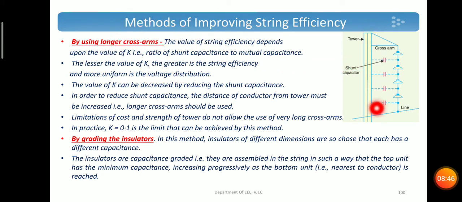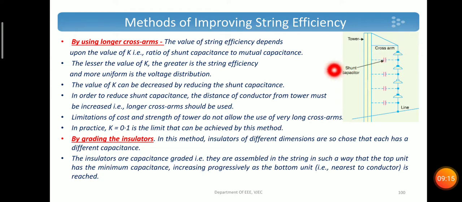A cross arm is a structure which connects the insulator to the tower. We know that string efficiency increases with decrease in shunt capacitance. If the shunt capacitance is 0, the string efficiency will be maximum, or if the shunt capacitance is minimum, string efficiency increases. So in order to reduce the shunt capacitance, the cross arm should have larger length.